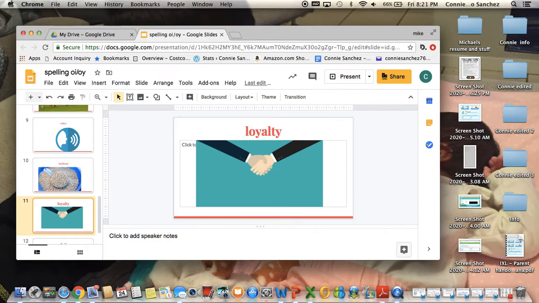Loyalty. So here also, it doesn't follow that rule. Loyalty, it's OY. It's not at the end. It's pretty much in the middle like OI would be. So loyalty does not follow that rule. And also loy is not a standalone word. So this word does not follow the rule where OY is at the end. It follows more of the OI rule. You just have to know how to spell it. Loyalty.